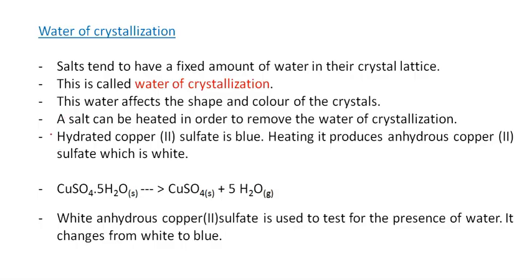So hydrated copper(II) sulfate is blue, but heating it produces anhydrous copper(II) sulfate, which is white. So it is because of the water molecules present in the salt that the copper(II) sulfate is blue. Right? So hydrated copper(II) sulfate can be written as CuSO4·5H2O. That is how we write water of crystallization.